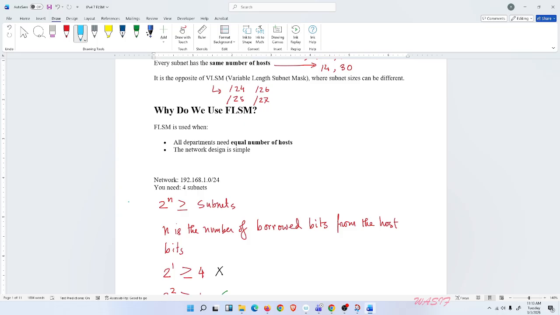Do we use FLSM? FLSM is used when all departments need an equal number of hosts. So for example, you will get a question something like this. Okay, we have four departments, and each department needs, let's say, 30 IPs or 30 hosts, or they have 30 computers, PCs. And the network design is fairly simple because everyone will have the same. Just make sure that you have a big room and you will divide it into 4 equal sizes where 30 people can sit.